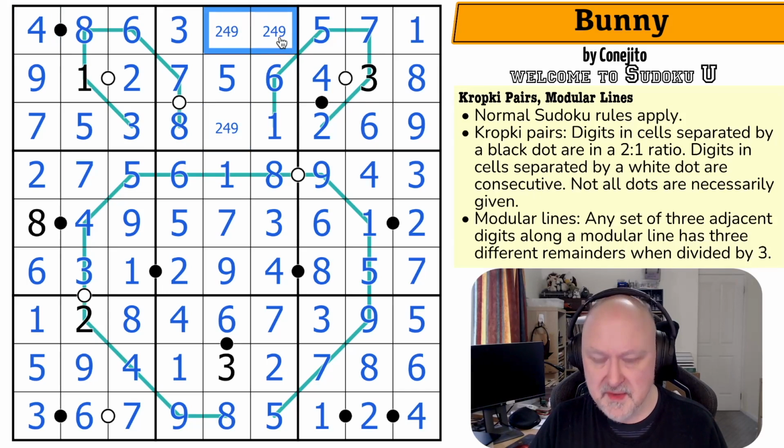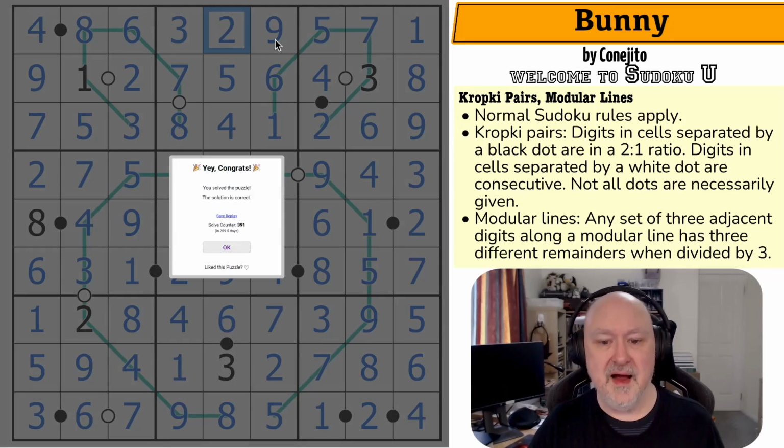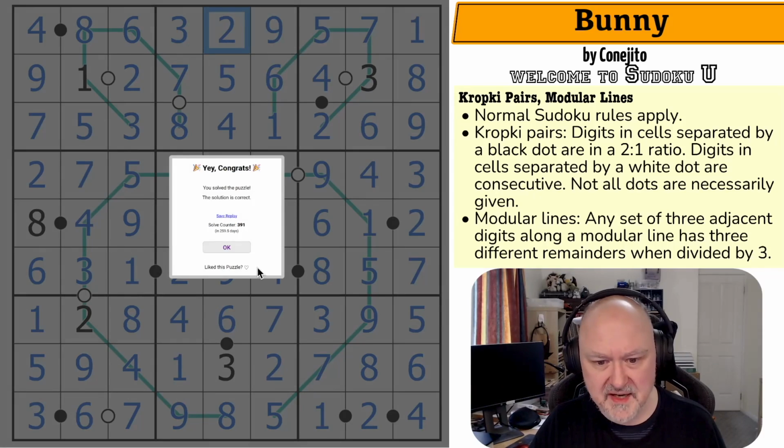The 4 means that the 4s go away. This becomes a 2-9. This becomes a 4. The 2 looks up, making that the 9 and that the 2. And that is the solution to Bunny by Conejito.